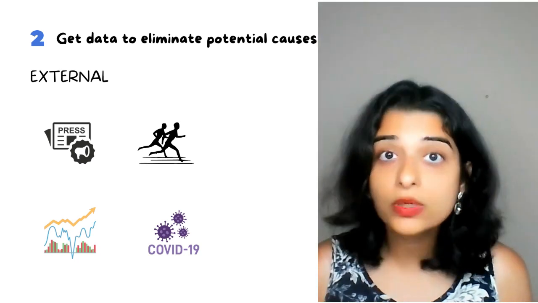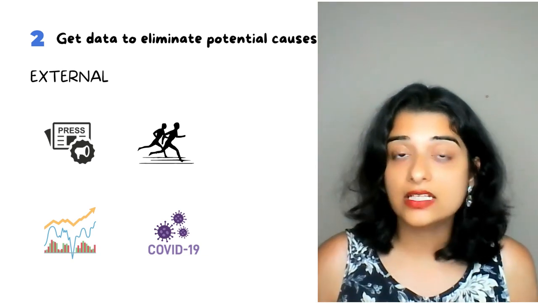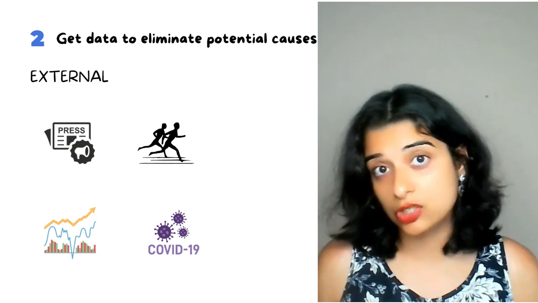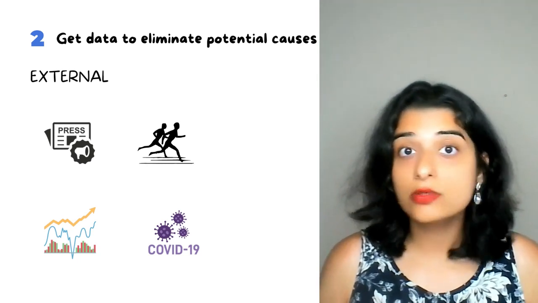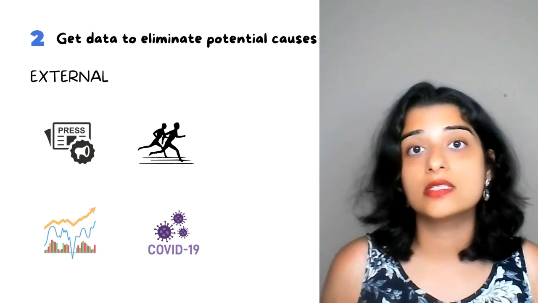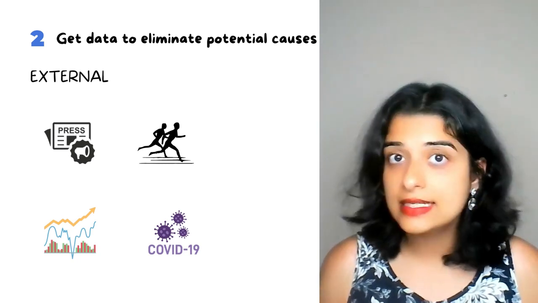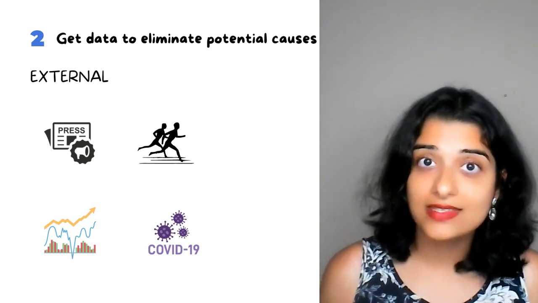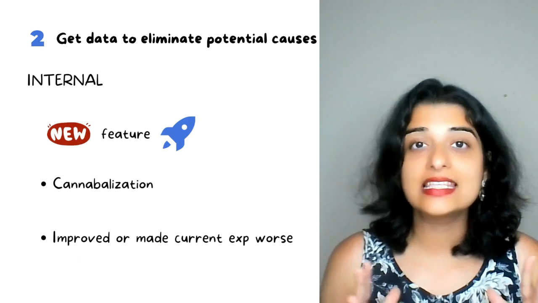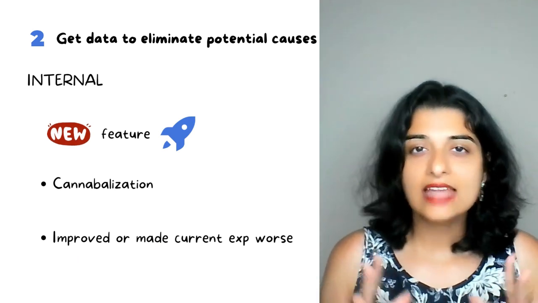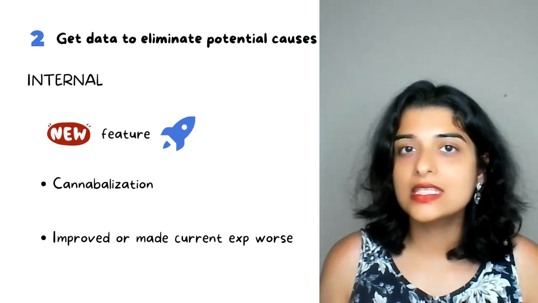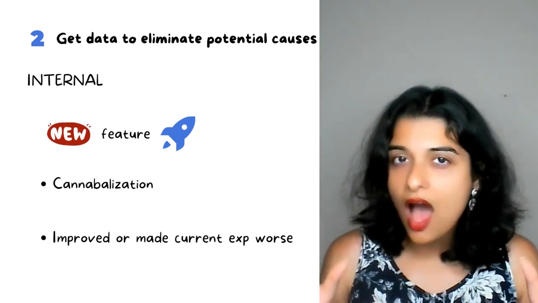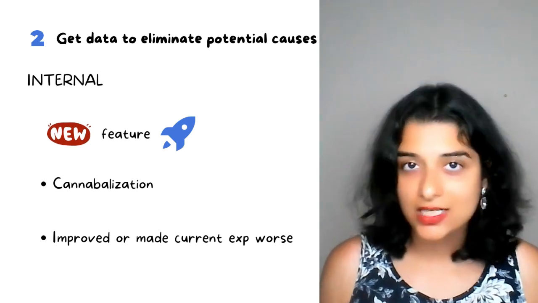External factors can also include economic factors like inflation that would reduce the purchasing power of the consumers. And it also includes environmental factors such as COVID-19, which resulted in a boost for virtual productivity softwares. The last category of data is internal factors. And the first one here is about a new feature launch. Let's dig in to see how a new feature launch can impact a metric change.